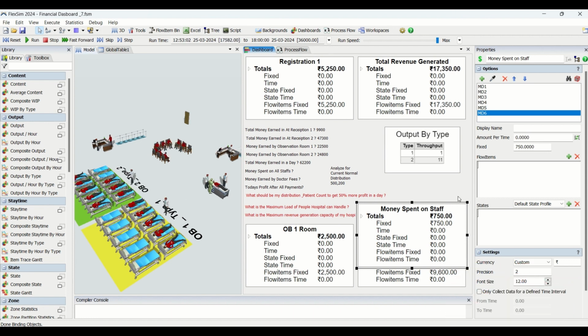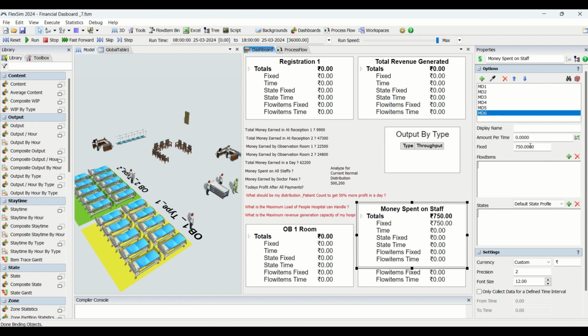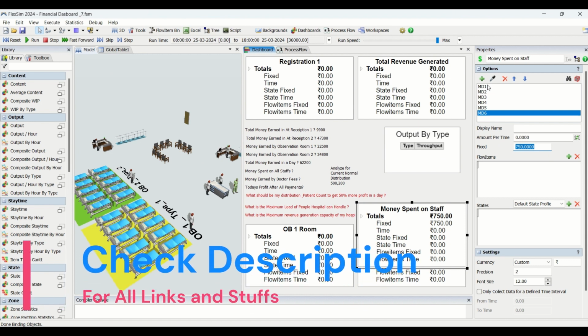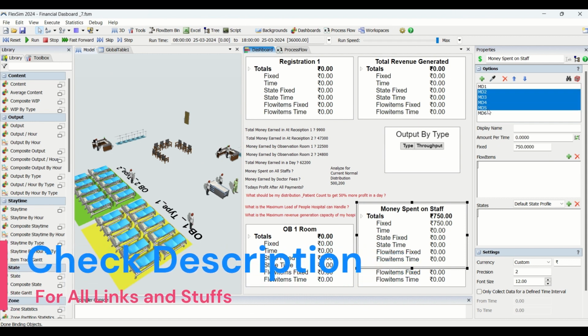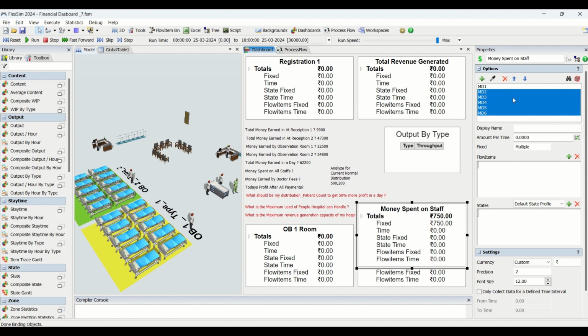So what this graph says is that my money spent on all the staff is 750, irrespective of the number of count. So you need to know the fixed amount you are going to give to these people. There are 2 things. You can say that I have it for 1 person, and then we have multiple. So when you have multiple, you can enter 150, and then I reset, and then I run. I am going to get this.